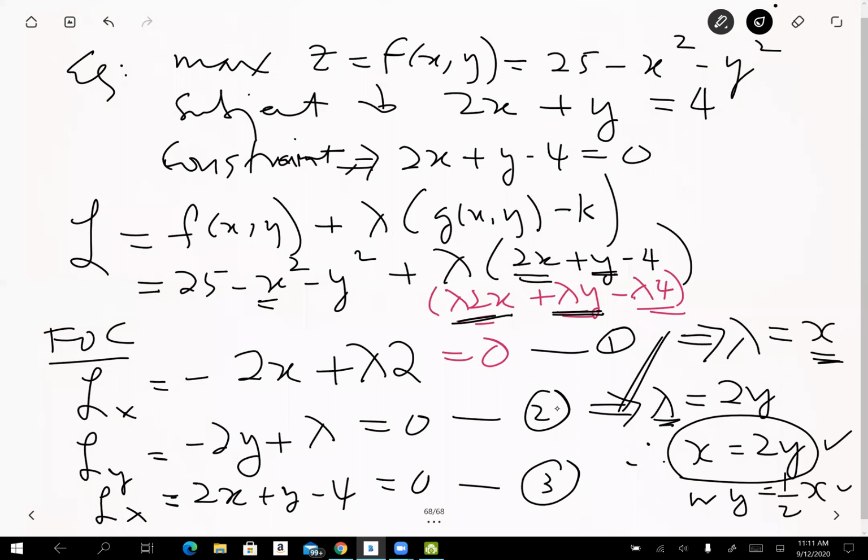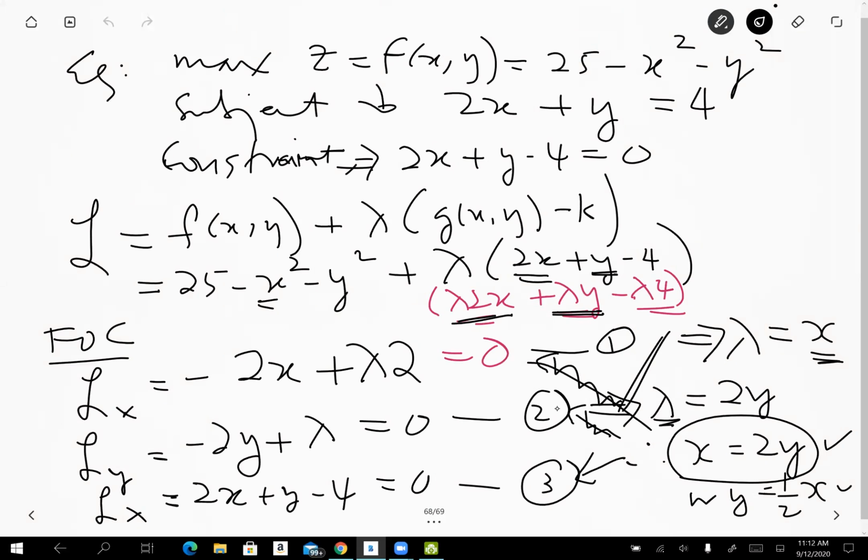And then you put back into number 3. Don't put into number 2, don't put into number 1, because you will go in a cycle and go back to what you started with. So put in 3. Now when you put in 3, what do you get? Are you done here? Finished? Okay, if you don't finish, I will wait. I want you to write this, that's the important part. That's the method. So you got x equal to 2y, substitute x equal to 2y into number 3.